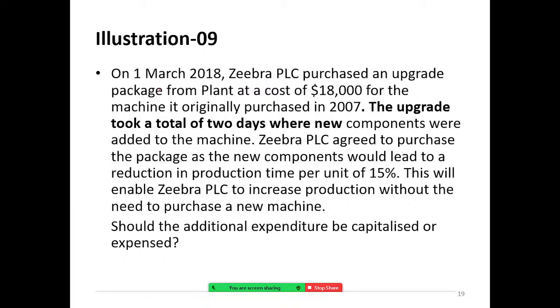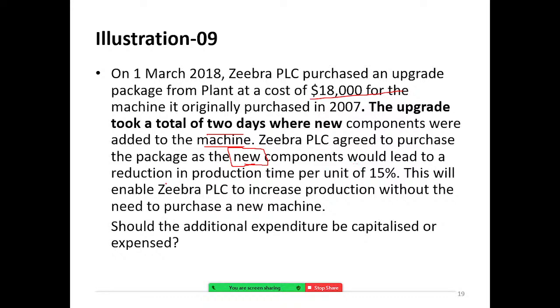On 1st of March 2018, Zebra PLC purchased an upgrade package from a plant at a cost of 18,000 for the machine, which was originally purchased in 2007. The upgrade took a total of 2 days, where new components were added to the machine. Zebra PLC agreed to purchase the package as a new component.